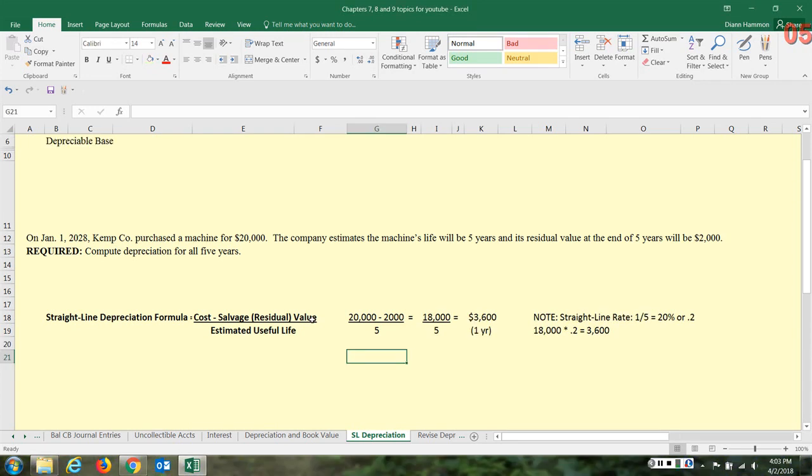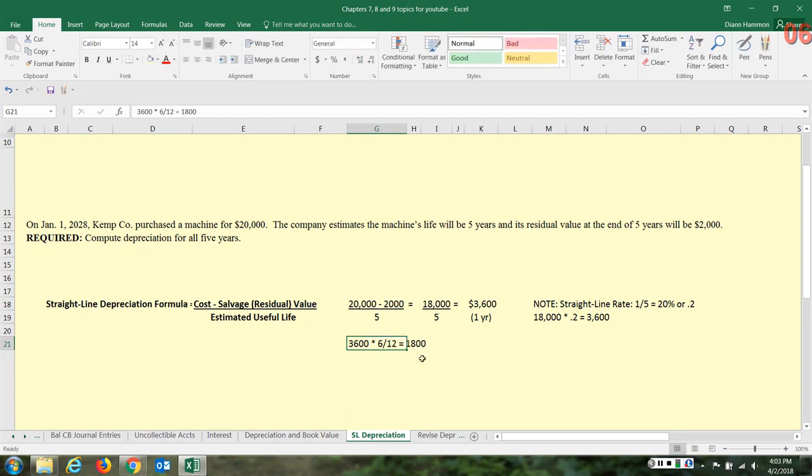Say the machinery was not purchased in January, but instead, let's just say that it was purchased in July. Let's say July 1st. A full year of depreciation would be $3,600. But if it was purchased July 1st, that would be only half of a year. The amount for half a year would be $1,800. If it were purchased at some other point, maybe in March or in November, whatever month it's purchased in, you just multiply it across by that time component.